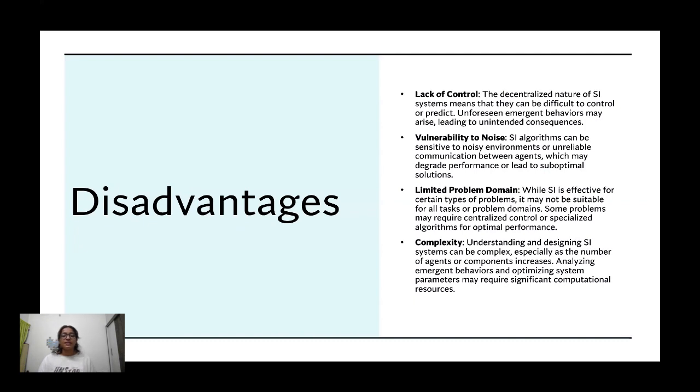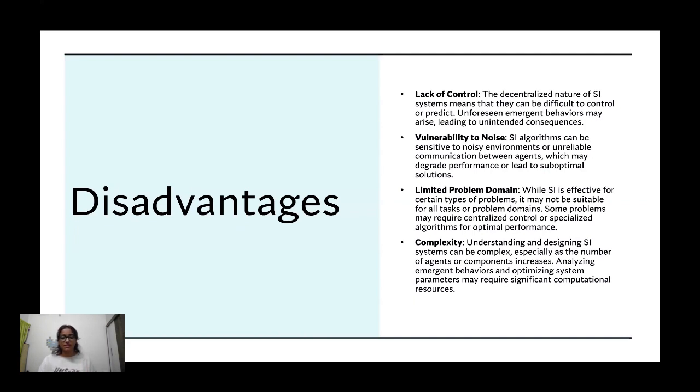Lack of control. The decentralized nature of SI systems means that they can be difficult to control or predict. Unforeseen emergent behaviors may arise, leading to unintended consequences. Vulnerability to noise. SI algorithms can be sensitive to noisy environments or unreliable communication between the agents, which may degrade performance or lead to suboptimal solutions. Limited problem domain. While SI is effective for certain types of problems, it may not be suitable for all tasks or problem domains. Some problems may require centralized control or specialized algorithms for optimal performance.